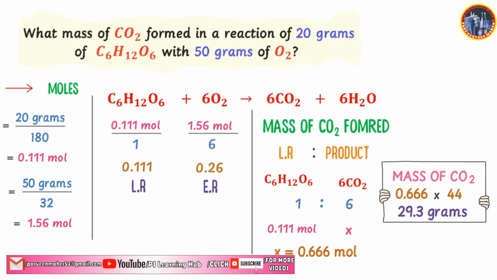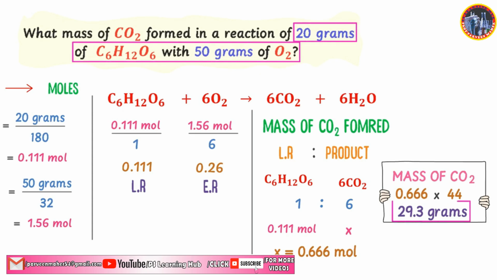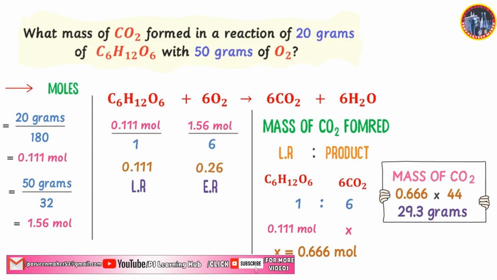Therefore, we say that 20 grams glucose and 50 grams oxygen gas react together to form 29.3 grams of carbon dioxide. I hope that you have learned all about limiting reactant and excess reactant.